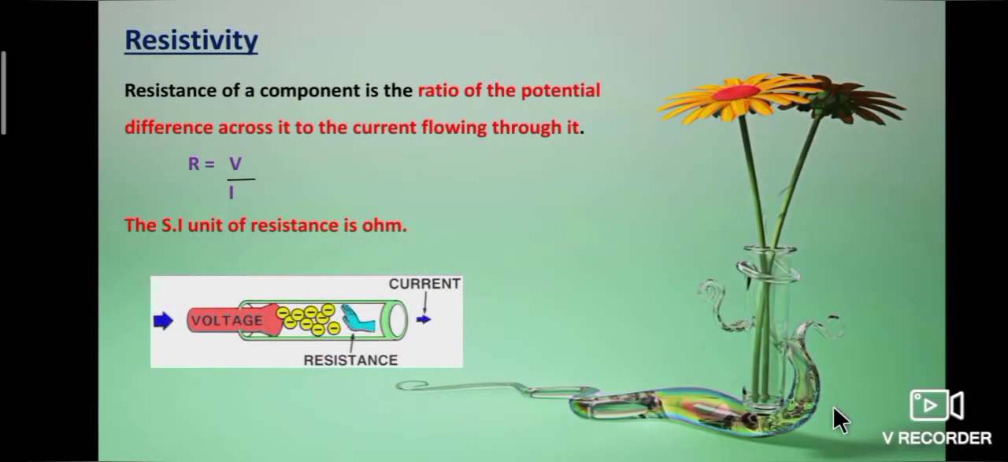Next, resistance. Resistance of a component is the ratio of the potential difference across it to the current flowing through it. That is, R = V/I. V is potential difference, I is current, and R is resistance. The SI unit of resistance is ohm.